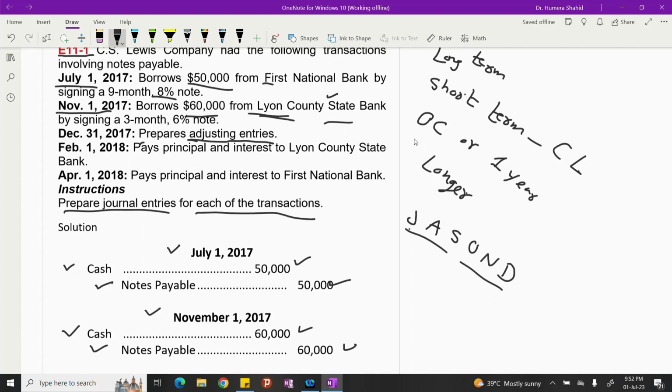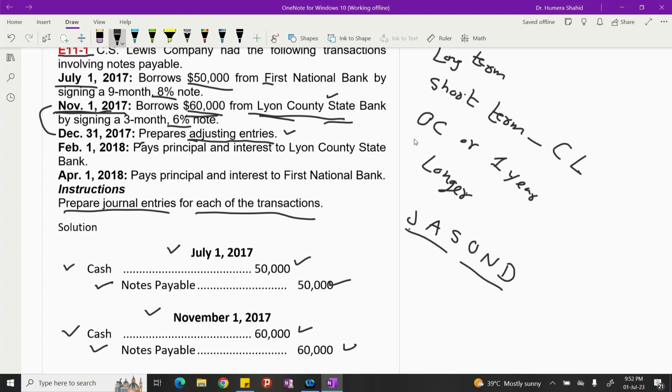For Leon County State Bank, money was borrowed on November 1st. So till December 31st, November and December, 2 months are over. So the 6% rate I will use. 60,000 is the borrowed amount and 2 months interest. So 2 by 12, that will help me in calculating the interest.